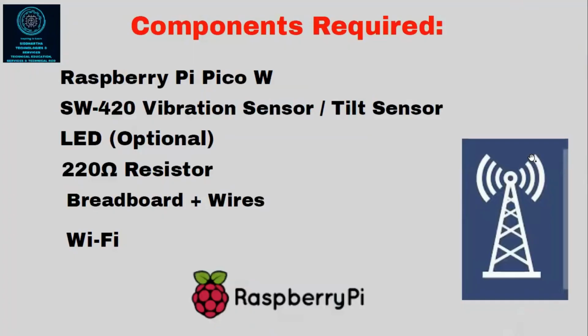So what are the components required? Same components: Raspberry Pi Pico W, tilt sensor, LED, 220 ohm resistor, breadboard, and wires. Of course, you need a Wi-Fi connection for this. Without Wi-Fi, you cannot send the signal or communicate with the other dashboards. So Wi-Fi is necessary. That is very important for us.